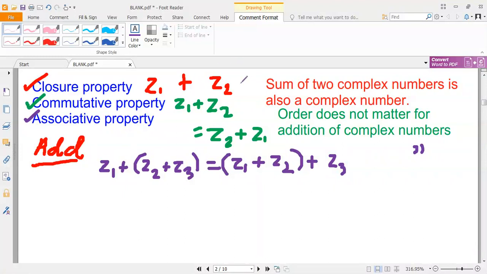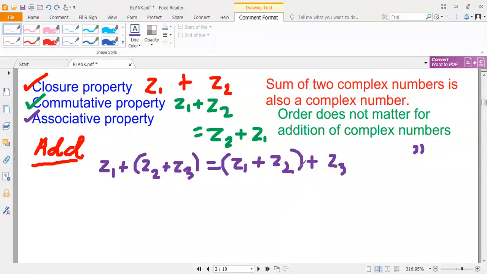And all this explanation, the expression that I wrote: the fact that Z1 plus Z2 is also a complex number, the fact that Z1 plus Z2 equals Z2 plus Z1, and the third fact that (Z1 plus Z2) plus Z3 is equal to Z1 plus (Z2 plus Z3). These three are actually talking about the addition property. See, we are using the addition operation here. Here also we are using the addition operation, multiple times, but we are using the addition operation itself.